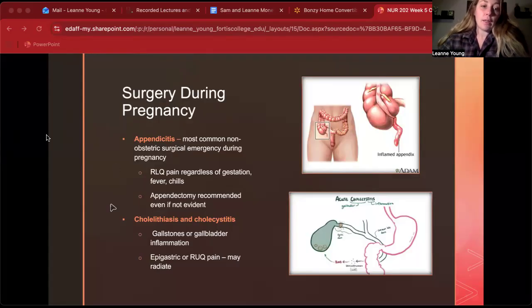Like I mentioned, cholelithiasis and cholecystitis are the gallstones or gallbladder inflammation. That is characterized by an epigastric or right upper quadrant pain, which may radiate, and we can do surgery on this as well. Okay. Any surgeries that need to be done during pregnancy need to be approved by the OBGYN as well as the CRNA to determine risk versus reward. Evaluate whether or not it is actually necessary.